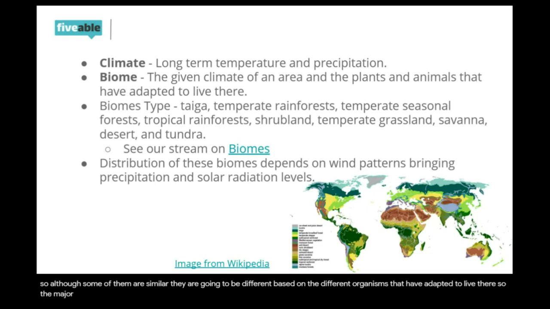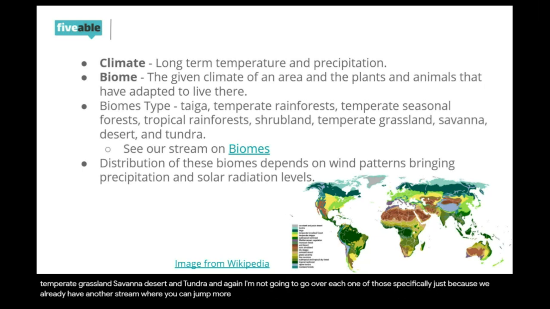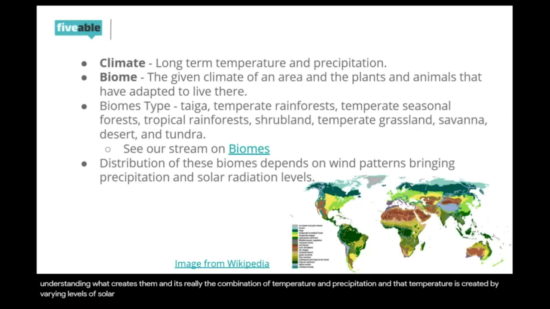The major types of terrestrial biomes are the taiga, temperate rainforest, temperate seasonal forest, tropical rainforest, shrublands, temperate grasslands, savanna, desert, and tundra. Again, I'm not going to go over each one of those specifically because we already have another stream where you can jump more into all of that. But in general, what's important about those different biomes is understanding what creates them. It's a combination of temperature and precipitation, and that temperature is created by varying levels of solar radiation.